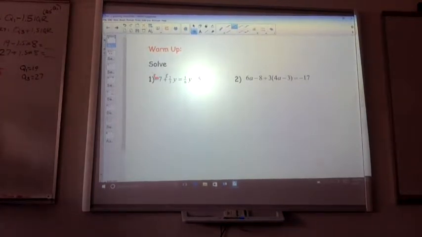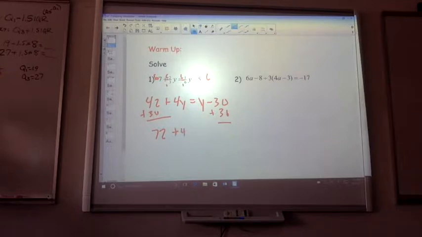So I'm going to multiply everything by 6: 6 over 1, 6 over 1, and 6. So I get 42 plus 12 over 3, which is 36. 12 over 3. Yep. Divided, y minus 30. We good so far? Add 30 to both sides. I guess you could have done that. And then, let's see, plus 4y equals y.